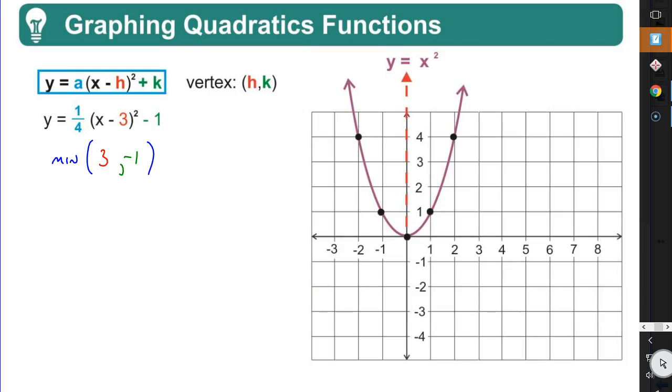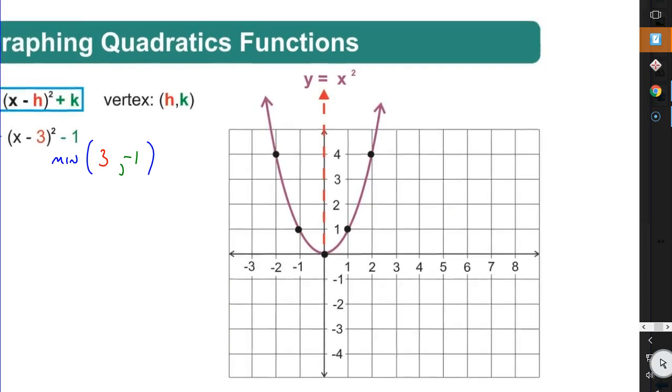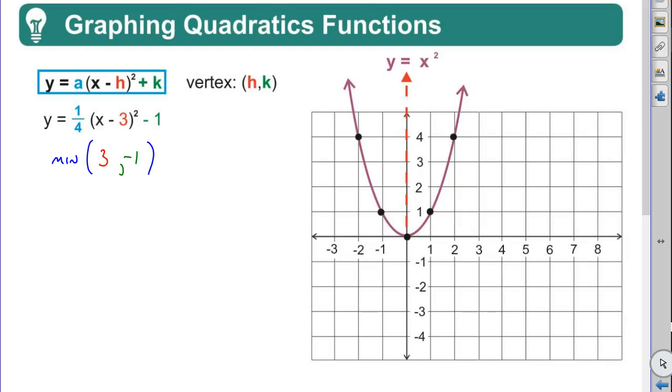Okay, so let me show you the pattern. If we just had y equals x squared, there would be the parabola, but this one's different, right? It's not at the origin, so the vertex is not at (0, 0). It's translated 3 to the right and 1 down, right? The x coordinate goes right and left, the y coordinate up or down, so 3 to the right and 1 down. All right, and it's relatively wider than this because the absolute value of the a value is less than 1.